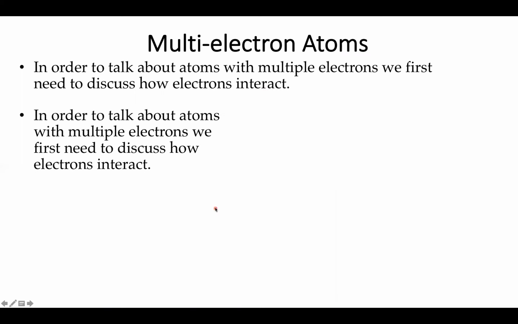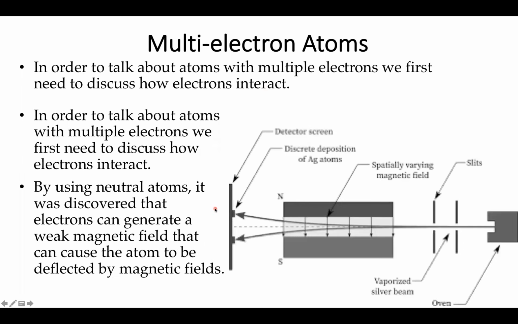And this actually has a large part to do with the fact that they have an additional quantum number. This was originally discovered using neutral atoms, specifically silver. What was observed is that if you shot these neutral silver atoms through a magnetic field, they could actually be deflected. And this is really awkward because if you take a look at your periodic table, silver is just above gold, and gold isn't typically magnetic. So the question was why?